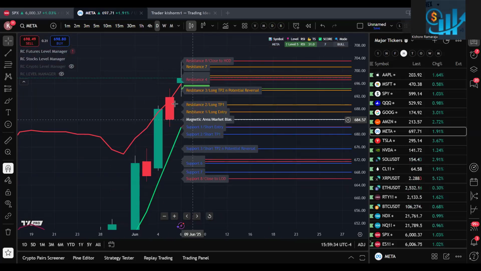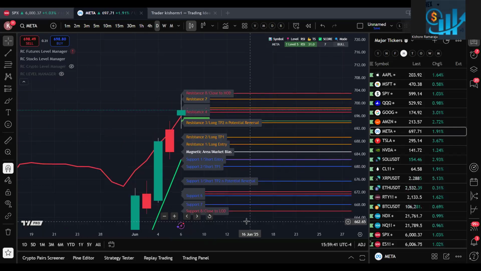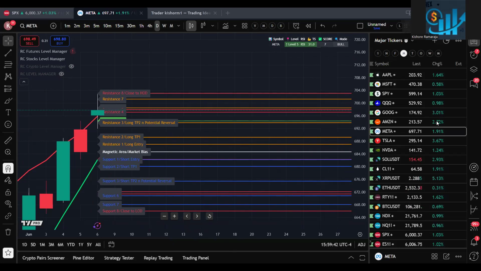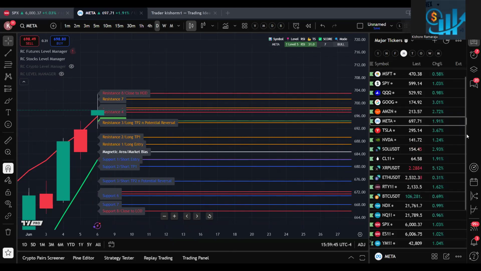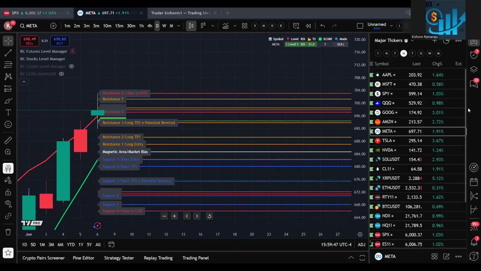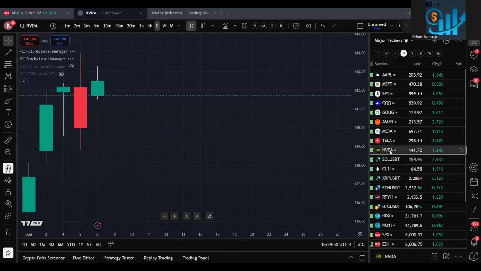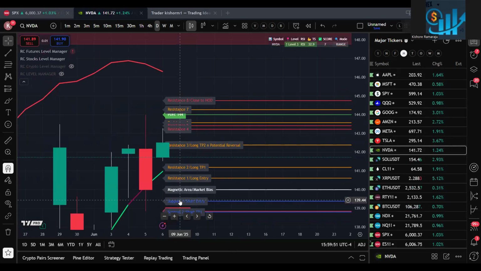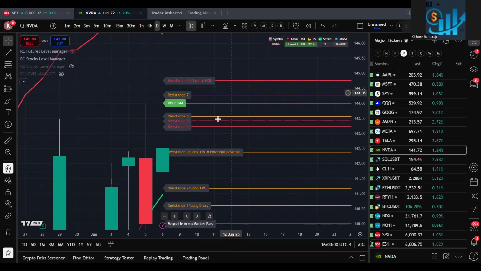So this is our magnetic area. Your open is above magnetic. Your close is also above magnetic. That means there is a high chance for Meta to go further up. If you look at NVIDIA, your open is above magnetic, your close is above magnetic. That means there is a high chance for NVIDIA to go further high.